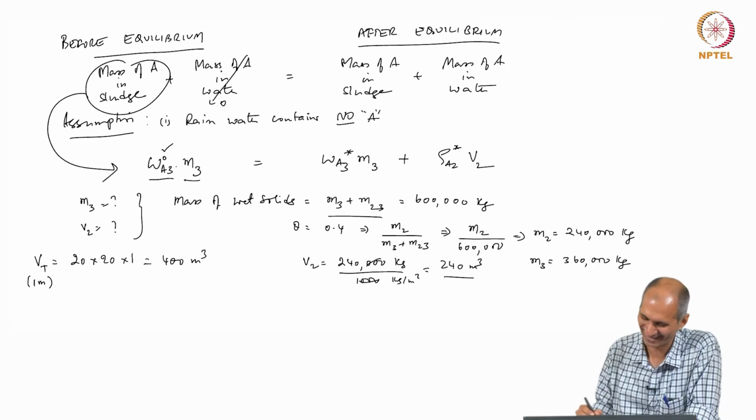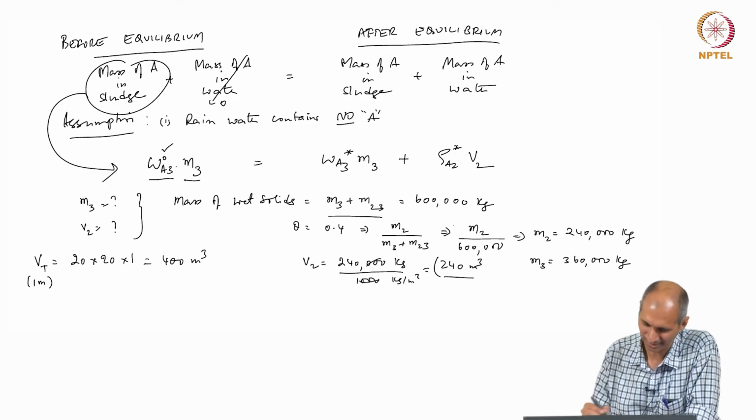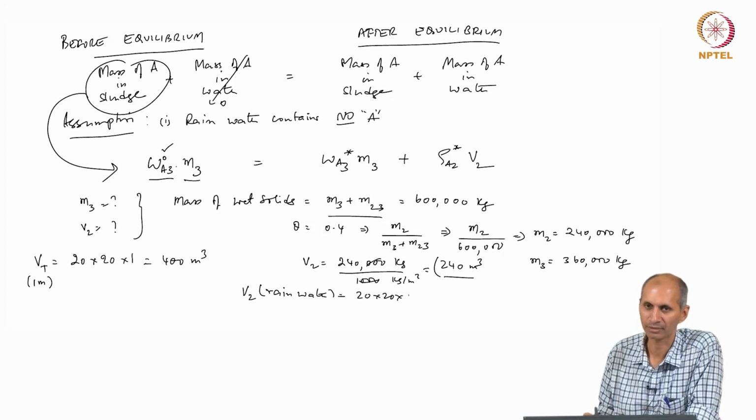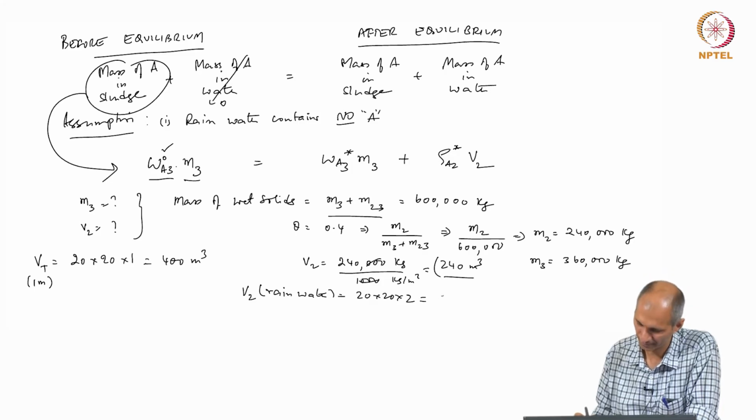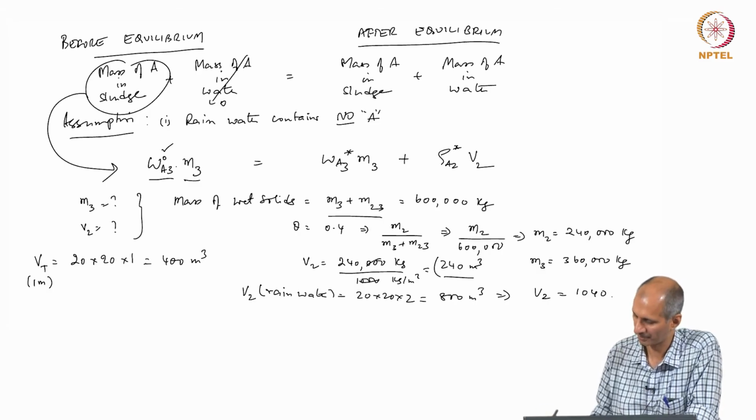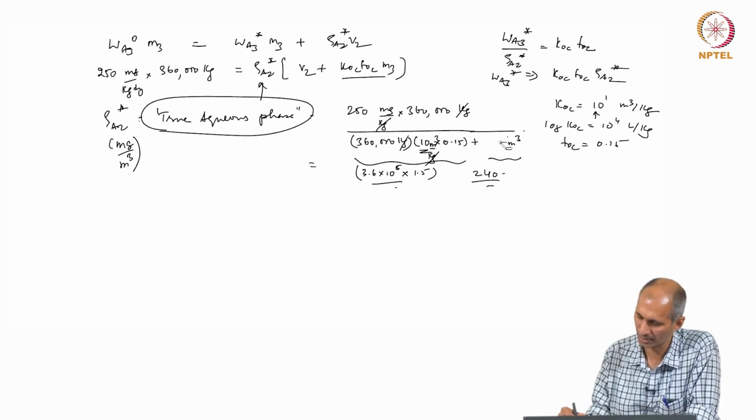Yeah, rainwater, yeah. How much is rainwater? So, yeah, so this is not 240, this is huge. This is of the pore water, V2 rainwater is 20 by 20 by 2, this is 800 meter cubed. So, therefore, the total V is 10040, this is bigger than this. So, therefore, this one.